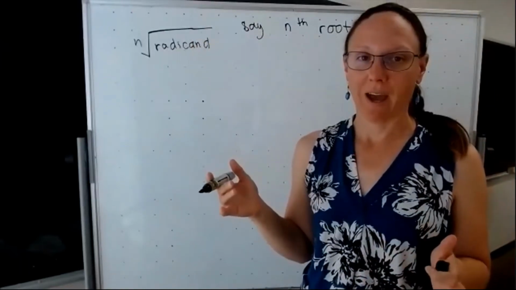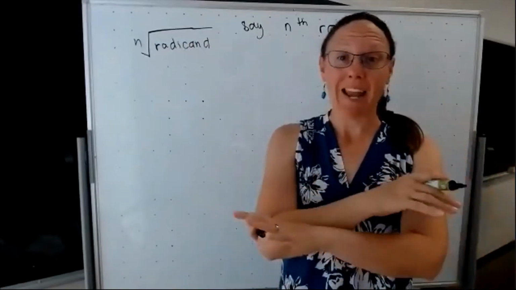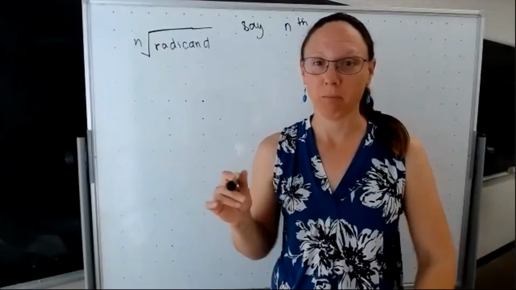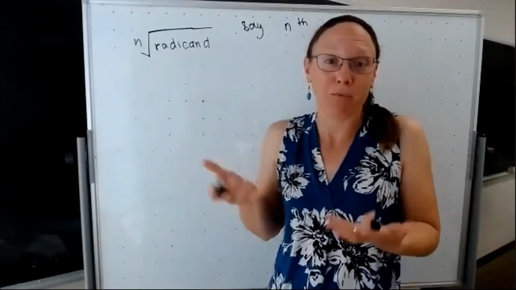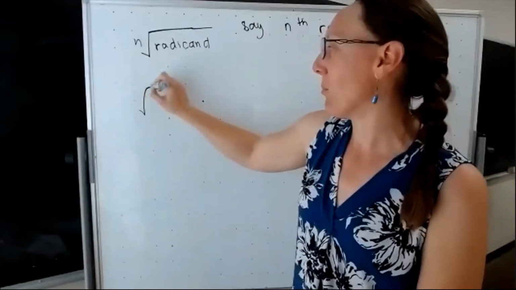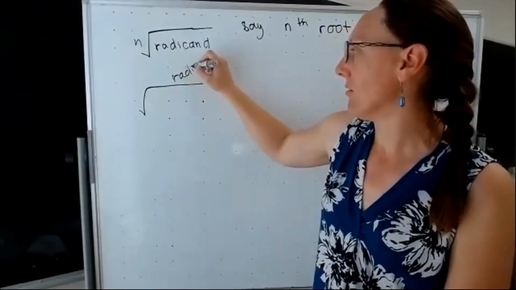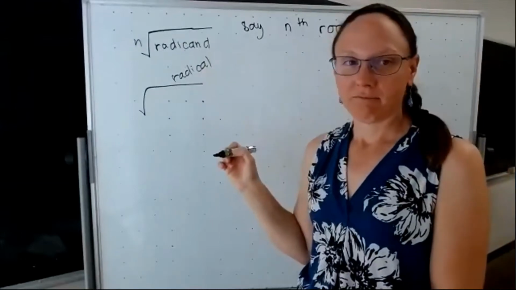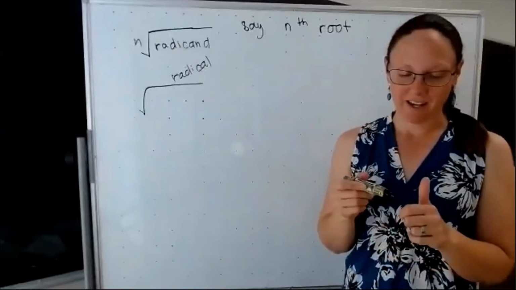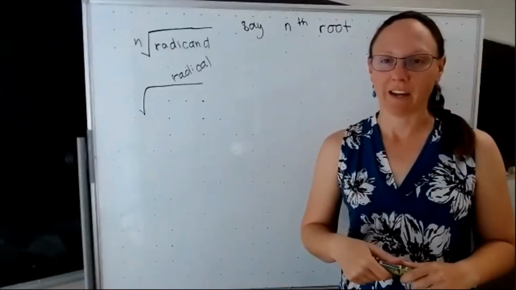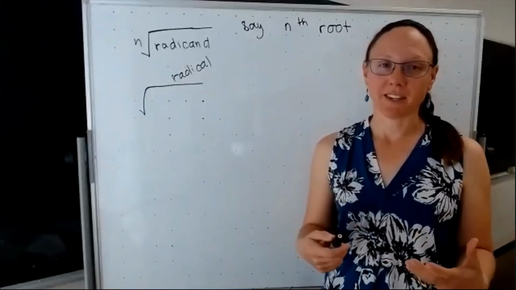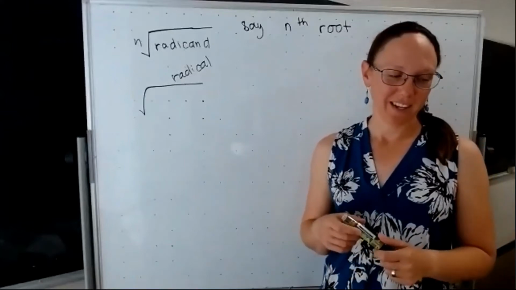I'm not super big on vocabulary. I have never heard someone use this word in the context of calculus, but that is the name for the thing that goes under the root. We call this symbol a radical. So that's just kind of how we read this thing. I'm hoping that's not new to anyone.